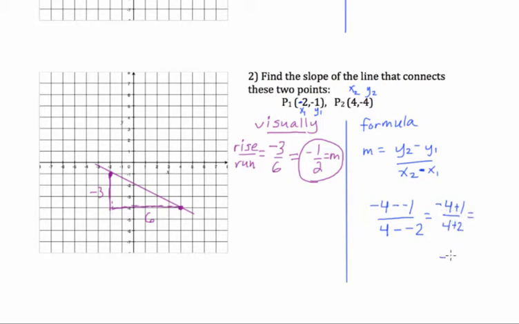Negative 4 plus 1 is negative 3. Think money. 4 plus 2 is 6. So I get negative 3 over 6, which reduces to negative 1/2. So either way, we get a slope of negative 1/2.